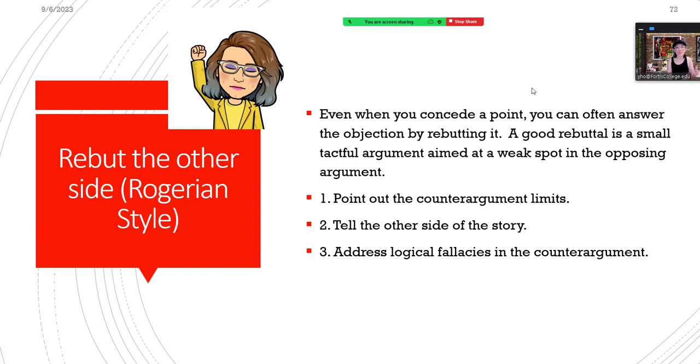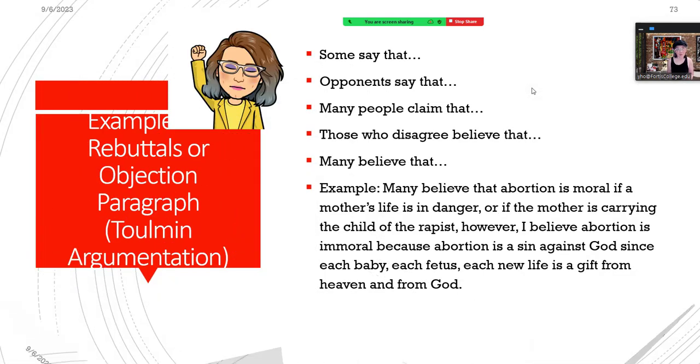So even when you concede a point, you can often answer the objection by rebutting it. A good rebuttal is a small tactical argument aimed at a weak spot in the opposing argument. Point out the counter-argument's limits. Tell the other side of the story. Address logical fallacies in the counter-argument. Here are examples of rebuttals.